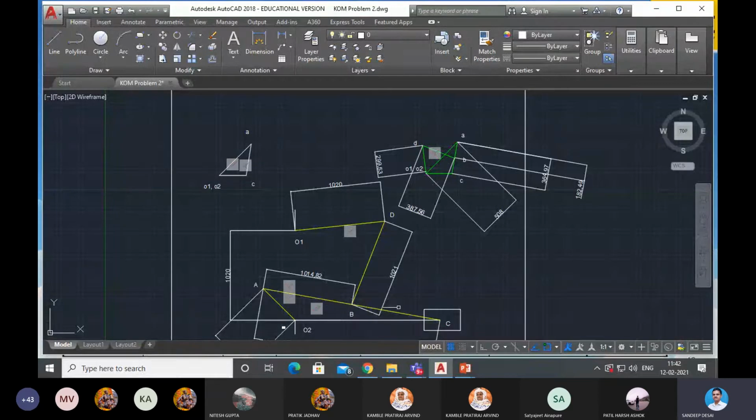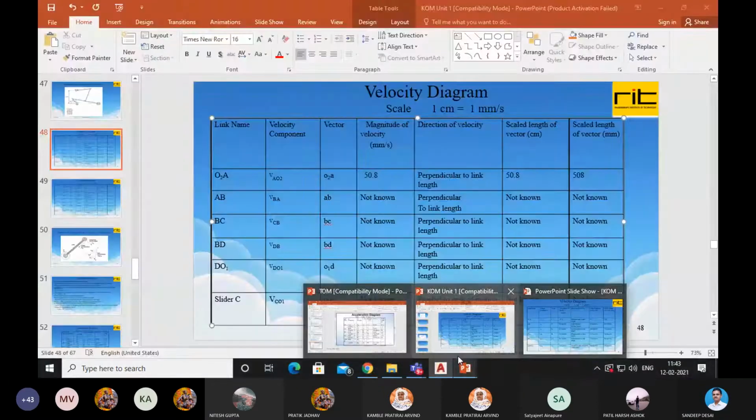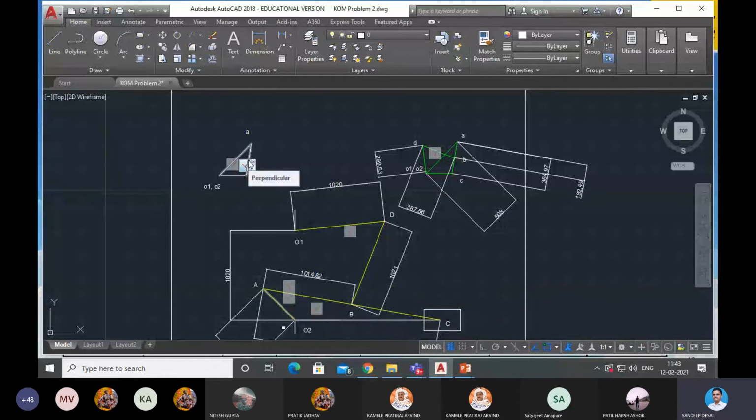See, the ratio between AB and AC in the space diagram will be the same in the vector diagram. Ratio between AB and AC in the space diagram will be the same as the ratio between AB and AC in the velocity diagram. If in the space diagram the ratio between AC and AB is equal to 2, then the ratio between AB and AC in the velocity diagram also will be 2. So with that principle, we can identify point B.